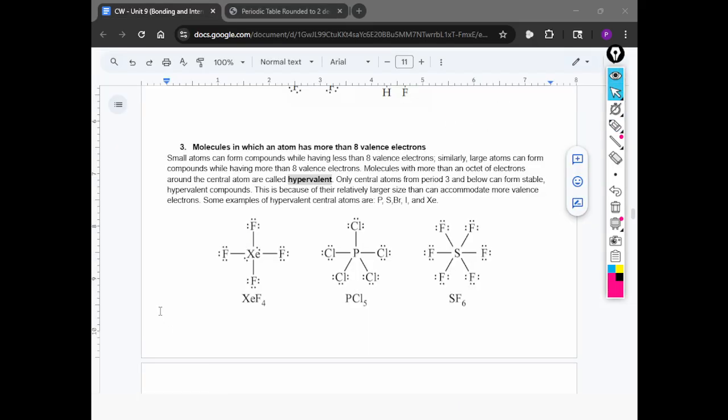So let's take a look at a couple examples of hypervalent ones. If you take a look right here, XeF4, you see Xe, right? It's surrounded by 4 fluorines, and it has 2, 4, 6, 8, 10, 12 valence electrons. If you look at phosphorus right here, it has 10, and sulfur has 12. Okay, so just some examples. These are some molecules you might be asked to draw on your assignments or on the AP test, so just want to give you a heads up. These are the hypervalent ones.